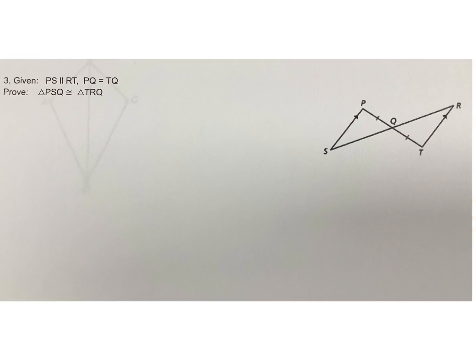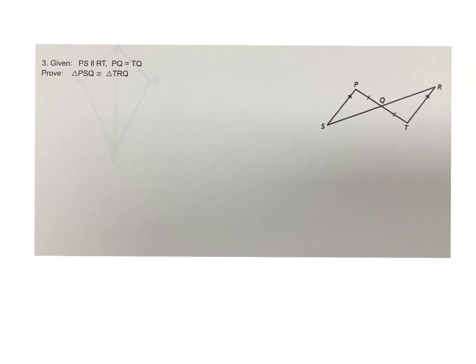All right, number 3. So we have our given again. Mark your picture with what the given is. And then whatever you're marking on top of that, make sure you give the reason for it. So PS is parallel to RT, and those are marked with those little triangles.